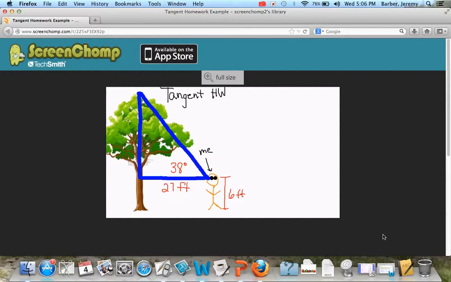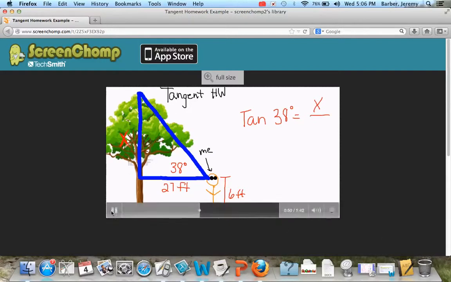Now, to set up my tangent ratio, we're going to have tangent of the angle 38 degrees equals the opposite, which is almost the height of the tree, part of the height, and we're going to call it x, divided by the adjacent part, which is 27.